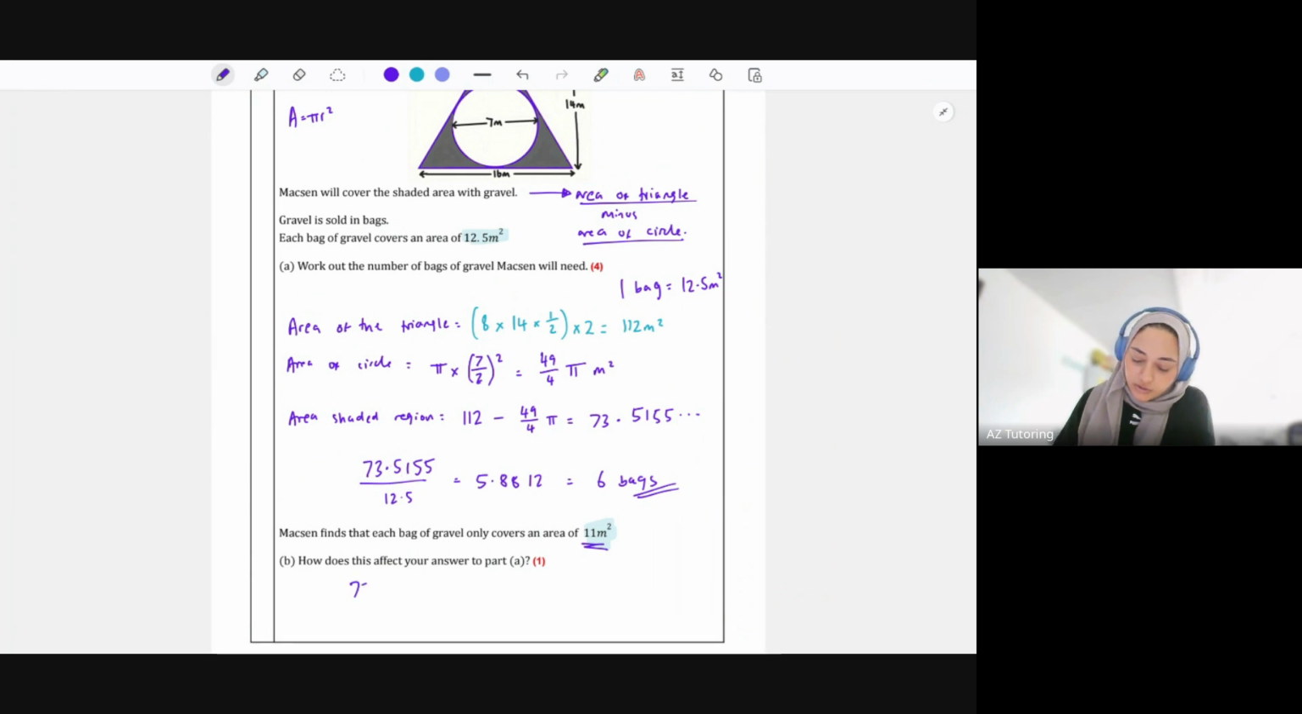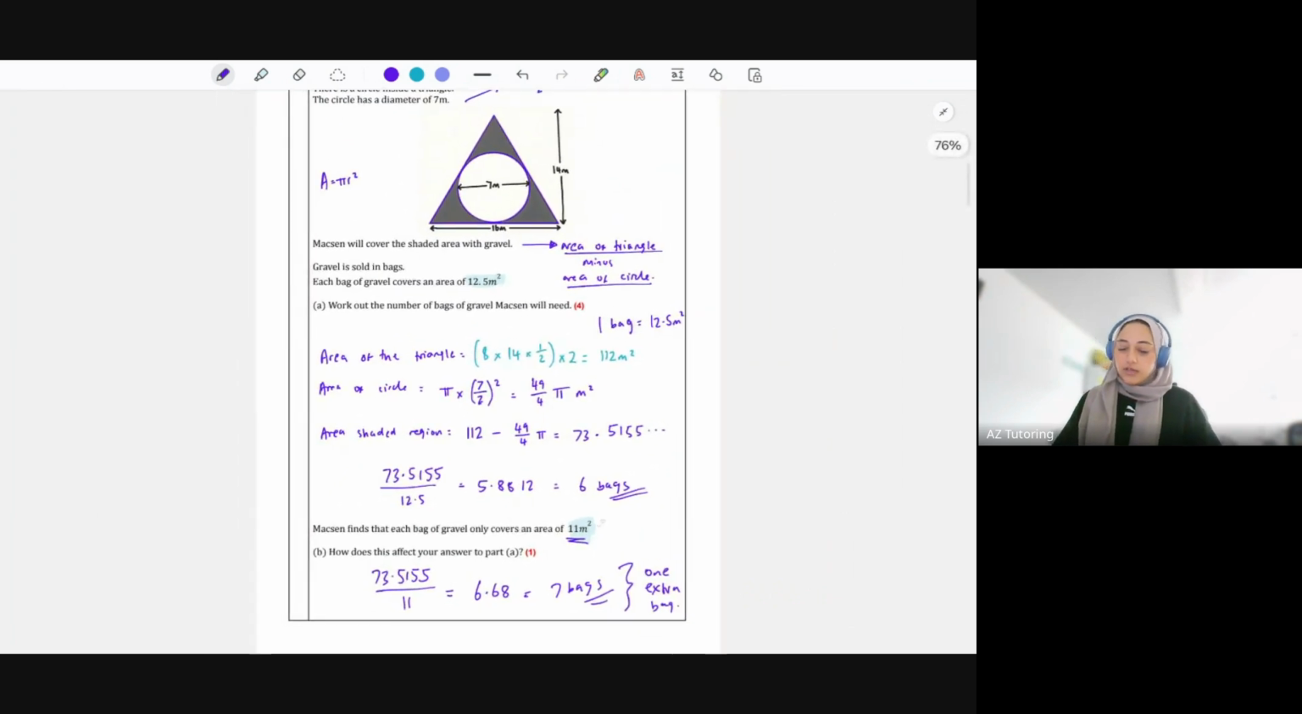If we do 73.5155, which is the area of the shaded region, and we divide that not by 12.5 this time, but by 11, the answer we get is 6.68. Compared to our last answer, we now need 1 extra bag. We have to round that up because we can't have 0.68 of a bag, so it means we need 7 bags. So how does this affect your answer to part A? We need 1 extra bag.